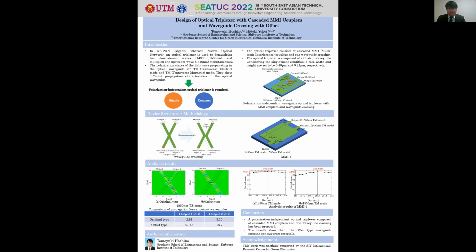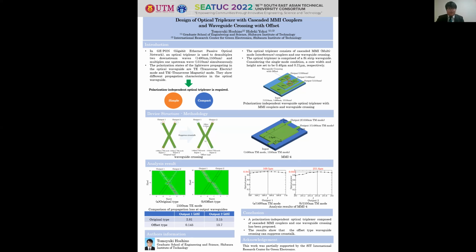The light wave at 1310 nanometers is coupled to the output 1. 1490 nanometers is coupled to the output 2. And 1550 nanometers is coupled to the output 3. This time, I'm going to talk about waveguide crossing and MMI4.